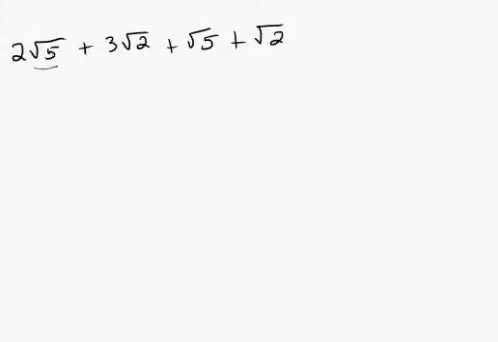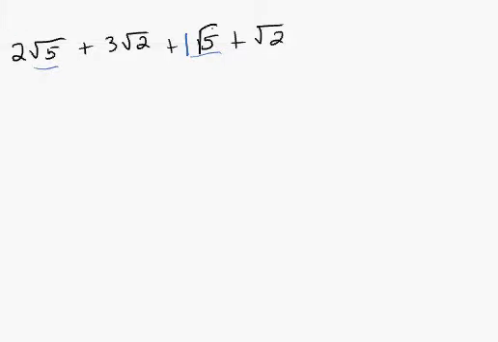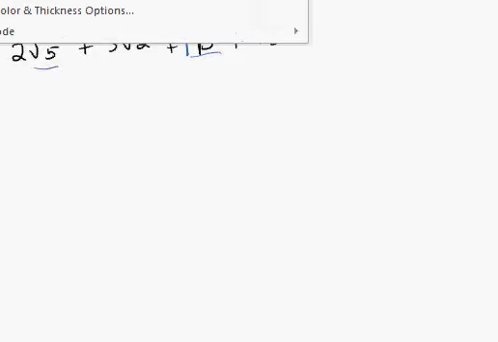I have radical 5, and I have radical 5 here. I know I have 1 radical 5, and I have 2 of that same quantity over here. Well, if I have 2 of some quantity and I add 1 of that same quantity to it, that's easy. I have 3 of that quantity, and sometimes it helps to think of it like a variable.